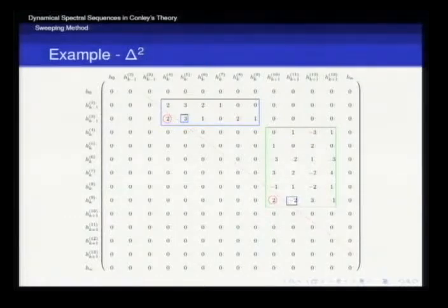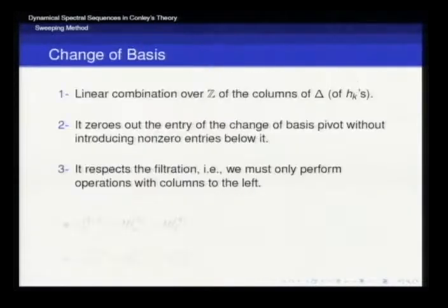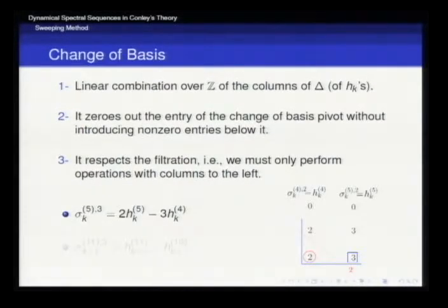As we sweep the diagonal, we identify these change of bases, and they will prompt us to perform a change of basis in the matrix. We always try to have linear combinations over Z of the columns. It zeroes out the entry of the change of basis pivot. The purpose is to turn the blue pivot into a 0, as we'll see now, and it also respects the filtration. We always go from left to right.